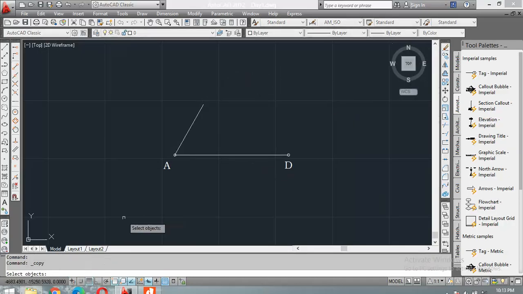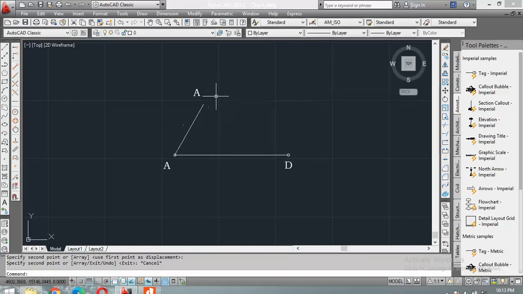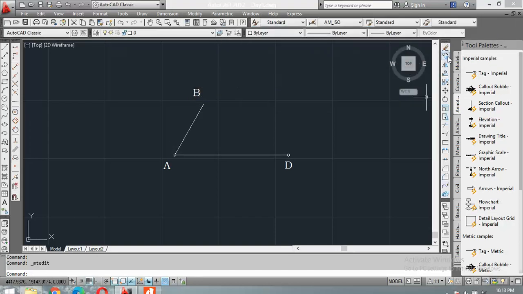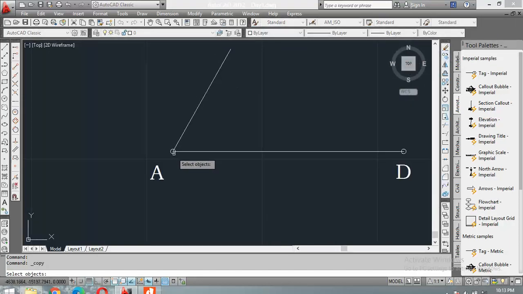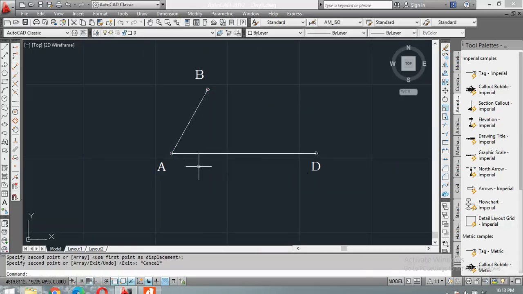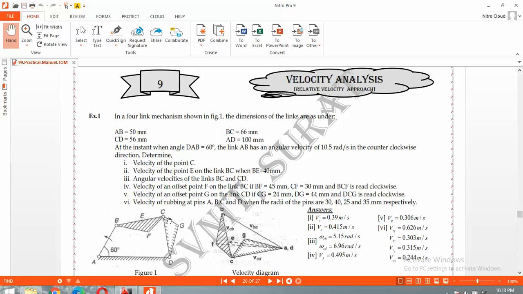I am giving the name B to this point. So the AB link is also completed. Just to mark the point, I am drawing one circle. Now only point C is left. So let us see, is any other constraint given? Only point C is left.